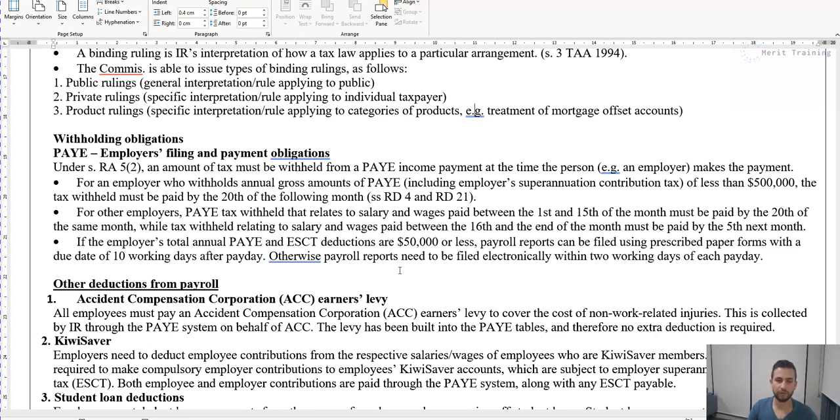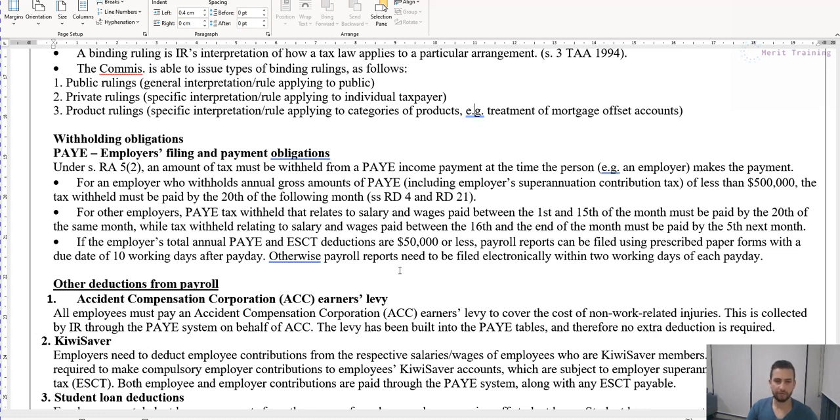So you might also have to withhold it for the purposes of, we're thinking that we're not going to get the money again. But for most employees, it's just about cash flow issues. So the main withholding obligation is to do with PAYE, which is employers' filing obligations.